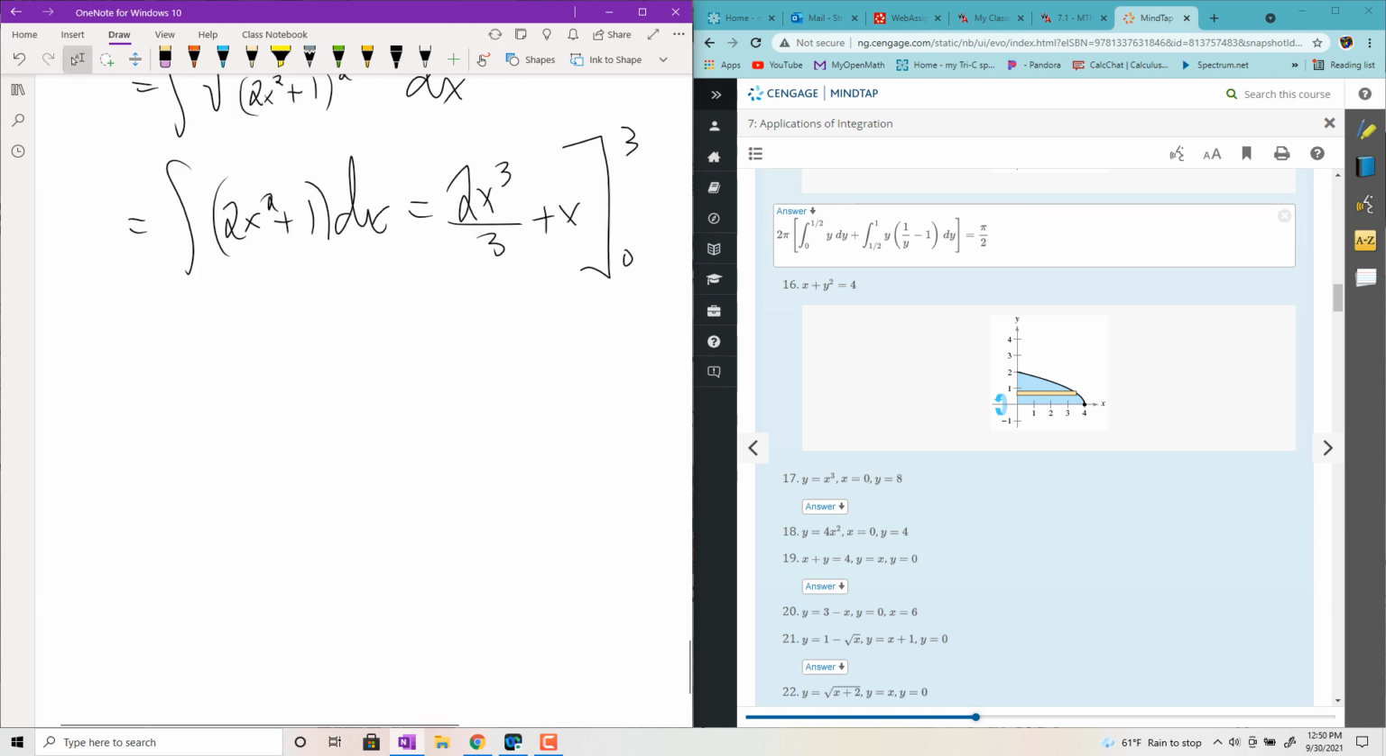And then 3 cubed is 27, divided by 3 is 9. 9 times 2 is 18, plus 3 is 21, and of course minus 0. All right, so there's that.